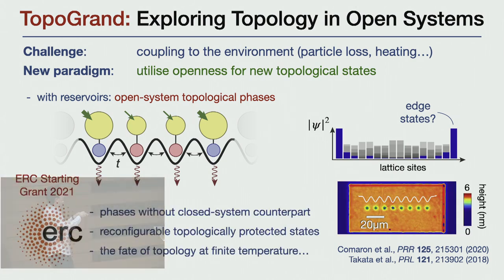And of course, what is attractive is that you can control phases from the outside. So actually, you can look at reconfigurable topologically protected states. These states don't have a closed system counterpart, and something in the context of fluctuations that is very interesting to be studied here is what is the fate of topology at finite temperatures. And I just recently learned that I got the starting grant for this project, so I'm also looking for people who are interested in the future to join me on this journey.